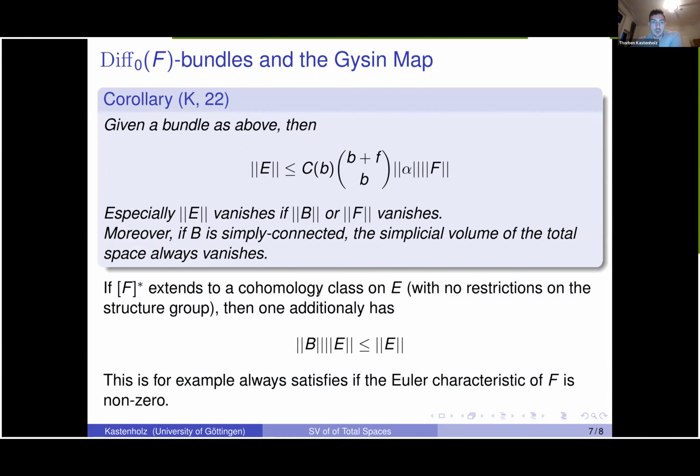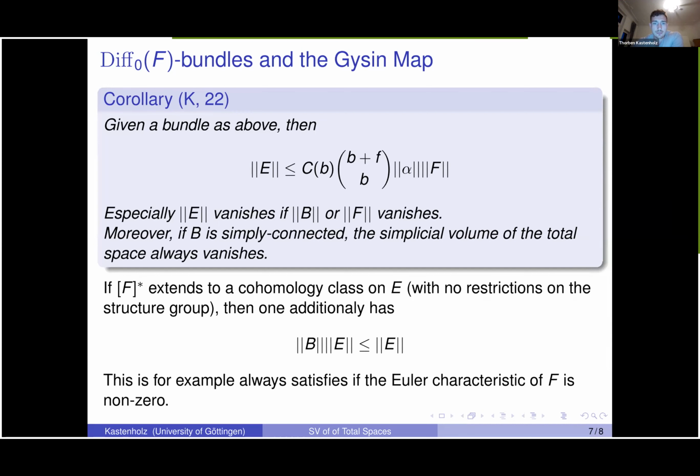There's also a lower inequality one gets, namely if the dual fundamental class of the fiber extends to a cohomology class on the total space, where you now have no restrictions on the structure group, then one also gets these lower bounds here, where now the simplicial volume of the total space is bounded by the product of the simplicial volume of the base and the fiber. And this is, for example, always satisfied if the Euler characteristic of the fiber is non-zero. Because in that case, you can consider the vertical tangent bundle and its Euler class, which will always restrict to the Euler class of the fiber. And of course, if the Euler characteristic of the fiber is non-zero, then the Euler class is non-zero.